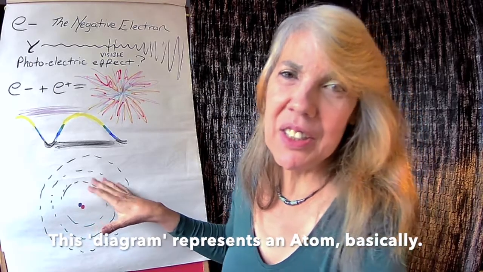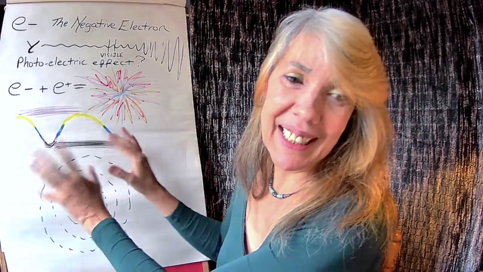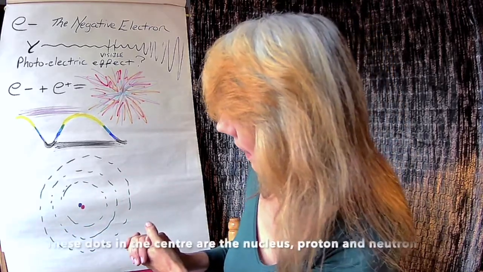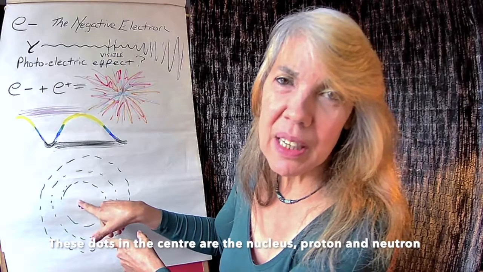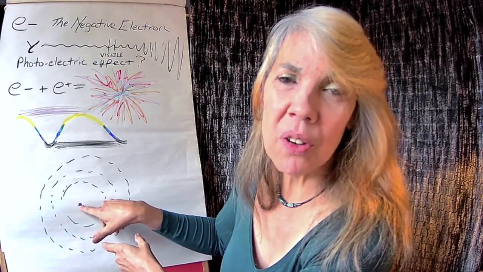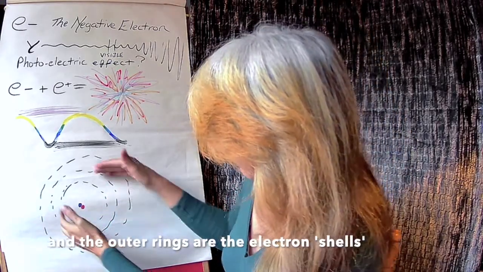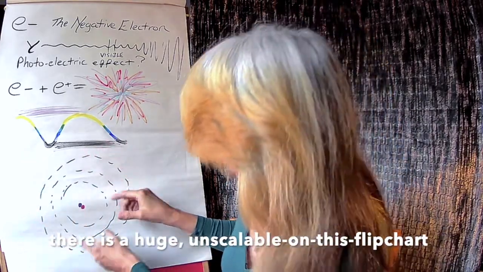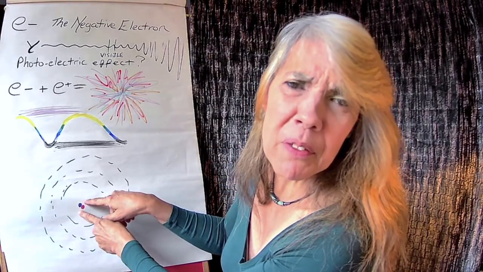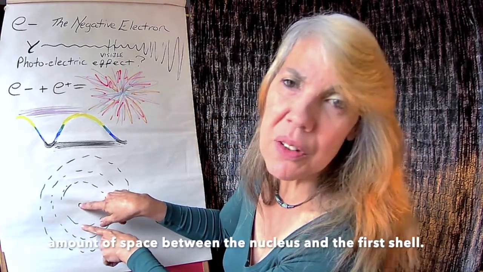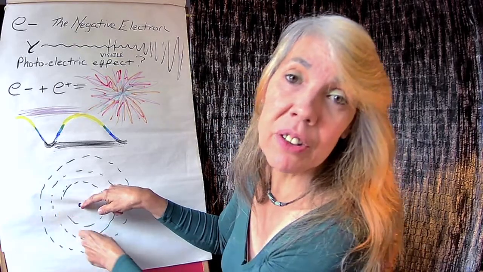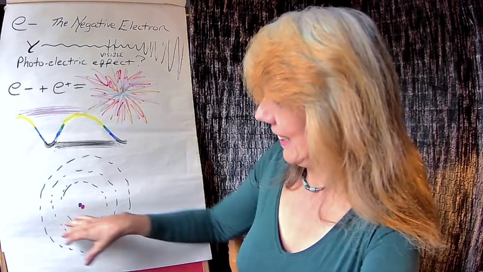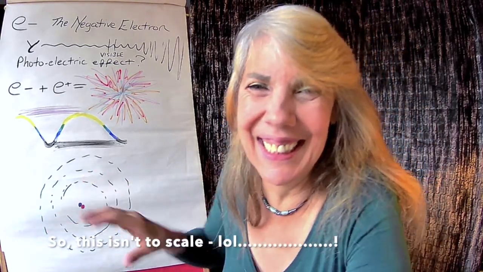Here's a representation of an atom, basically, in the kind of format that scientists like to present it in these days. Given that this is the nucleus, the neutron and the proton at the nucleus of the atom, and if this represents the electron shells, which I'm going to describe in a moment, then there is a huge amount of space between the nucleus and the first electron shell. Lots of space, apparently. Okay, so this isn't to scale, that's what I'm saying.